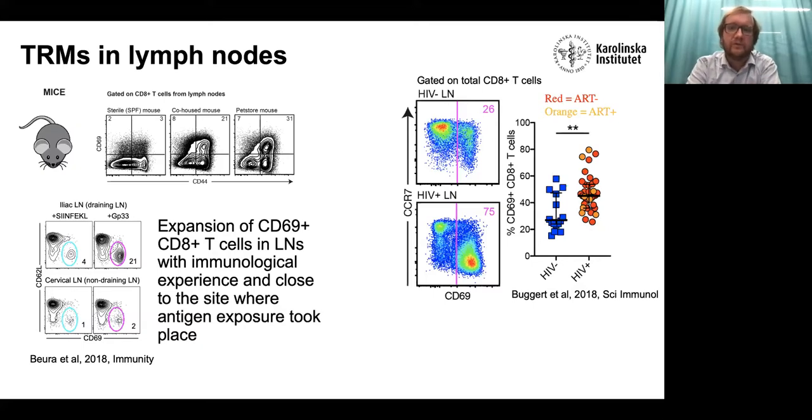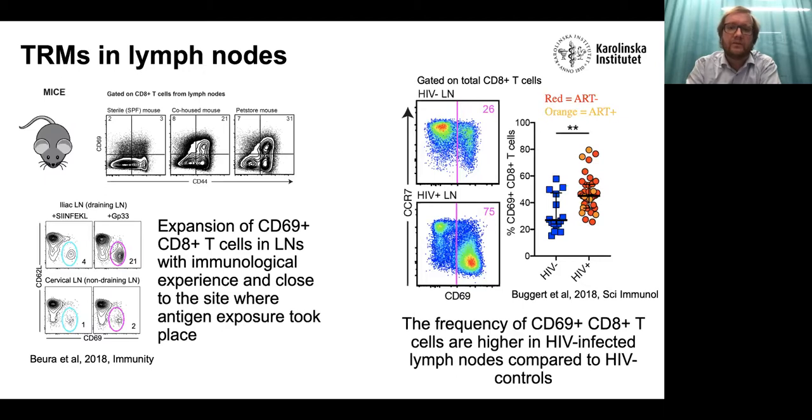And really what we could find here, one of the early striking features, was the fact that the frequency of CD69 positive cells, and particularly those cells with low levels of other egress receptors such as CCR7, they are enriched, or higher at least in terms of frequencies, in HIV-infected lymph nodes compared to HIV-negative controls.